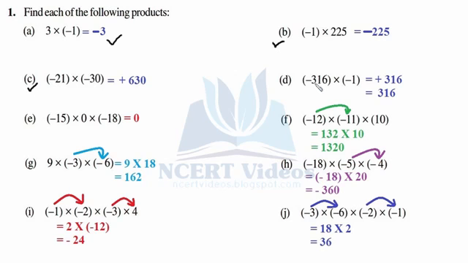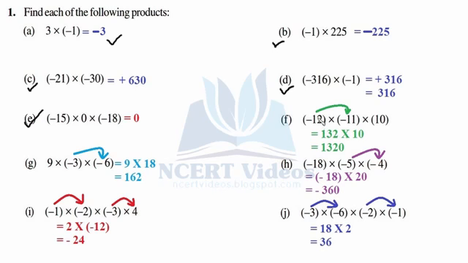D part. 316 into 1. First of all we will multiply it. Anything multiplied with 1 gives the number itself, and minus minus is plus. We don't have to write plus, therefore we write straight away 316. E part. Now here we don't have to do anything. Anything multiplied with 0 turns out to be 0. So therefore the answer is 0. You don't have to multiply everything here.